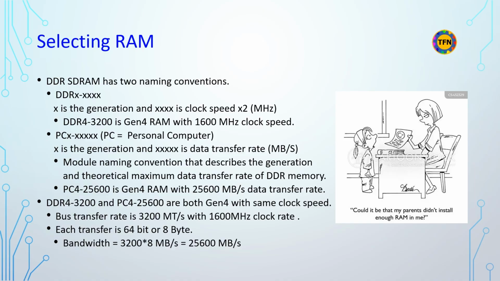We can derive their relation with the calculation. With 1,600 MHz clock rate, bus transfer rate is 3,200 megatransfers per second, as there are two transfers each clock cycle. 64-bit or 8-byte of data is transferred each time. Therefore, bandwidth equals 3,200 times 8 megabytes per second, which equals 25,600 megabytes per second.